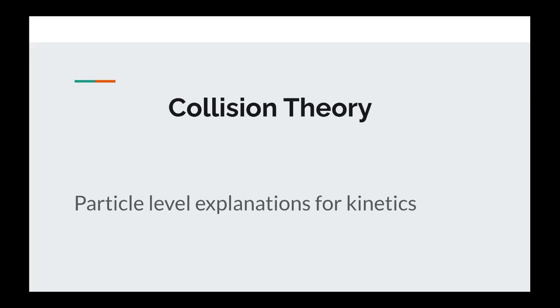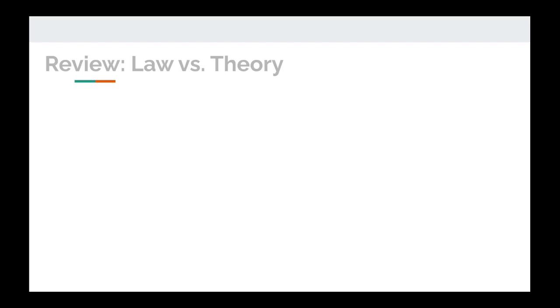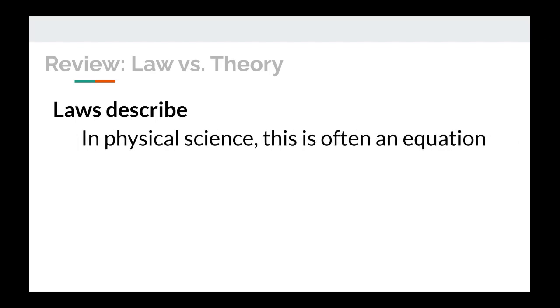This video is about collision theory, which is an explanation that we have for what we see macroscopically in kinetics. Because this is a theory, just a reminder, I like to do this as often as I can, to contrast between what a law is and a theory. The difference between a law and a theory is that laws describe things. In physical science, it comes down to an equation that describes the relationship between two measurable variables.